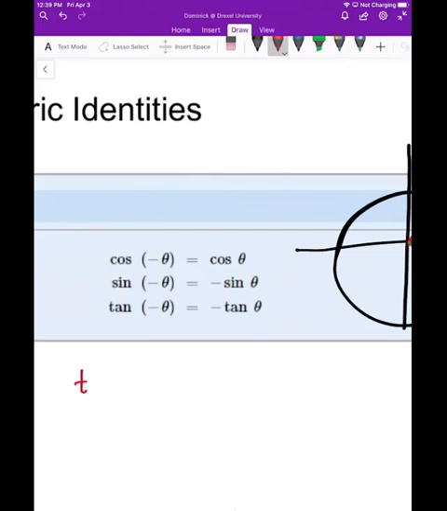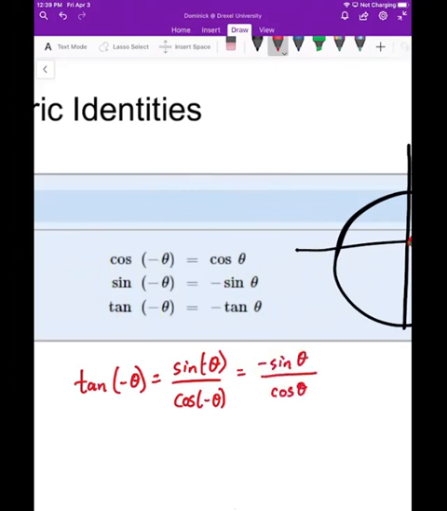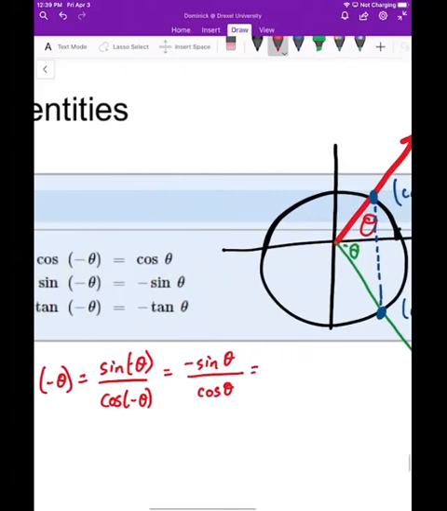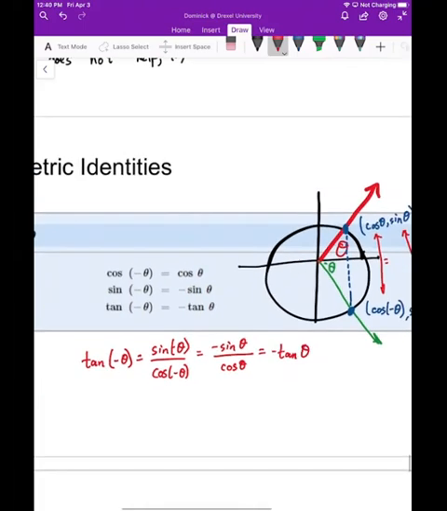Now for tangent, you can use the fact that this is sine over cosine. And again, these are each the negative angle. But sine, you know the negative comes out front. And for cosine, you know that that goes away. But this is just negative tangent. All right, so that one's not too hard to see either.